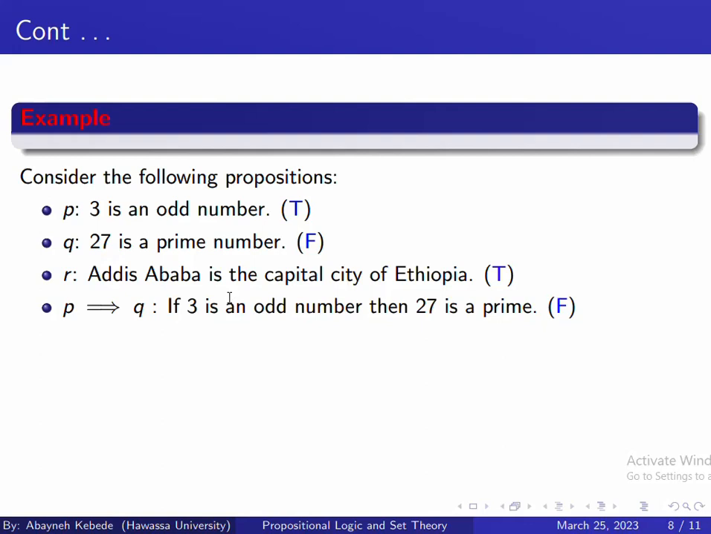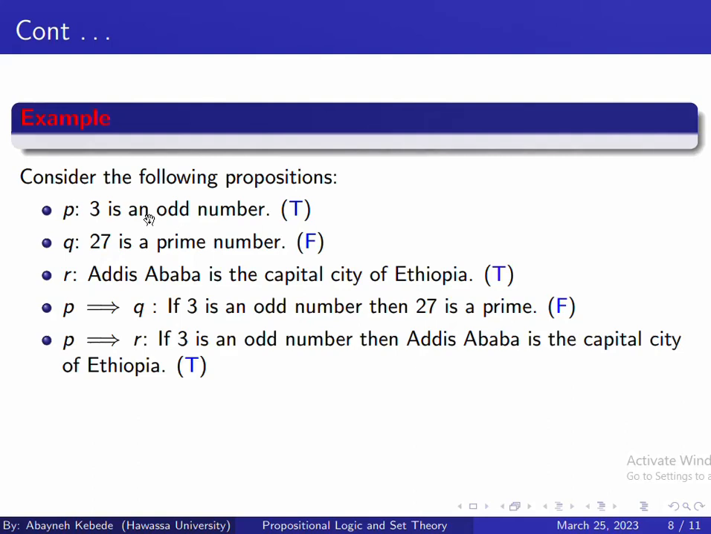This statement has truth value false, because 3 is an odd number, that means P is true, and 27 is a prime number is false. So true implies false is false, so P implies Q is false. P implies R can be written as: if 3 is an odd number, then Addis Ababa is the capital city of Ethiopia. It has truth value true because this is the same as true implies true, and true implies true, using the rule, is true.